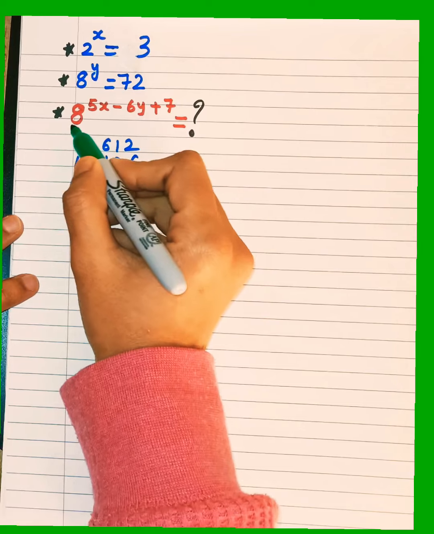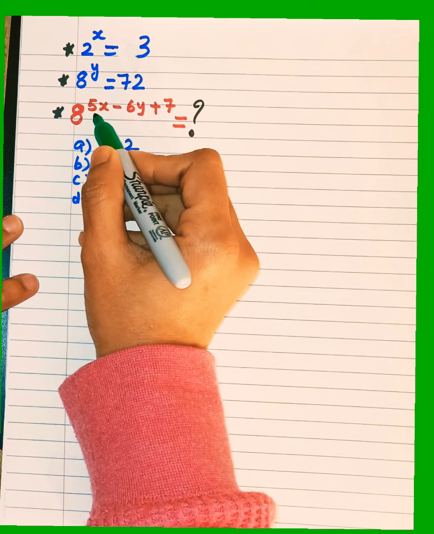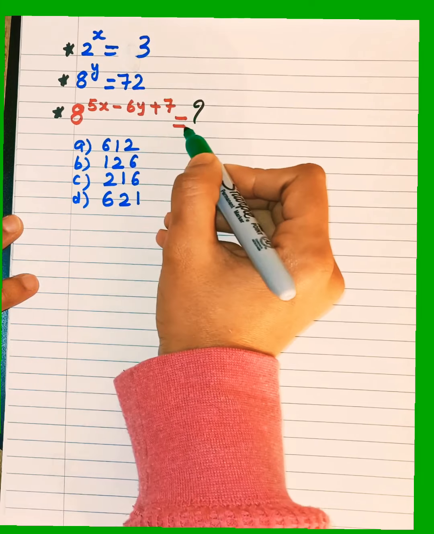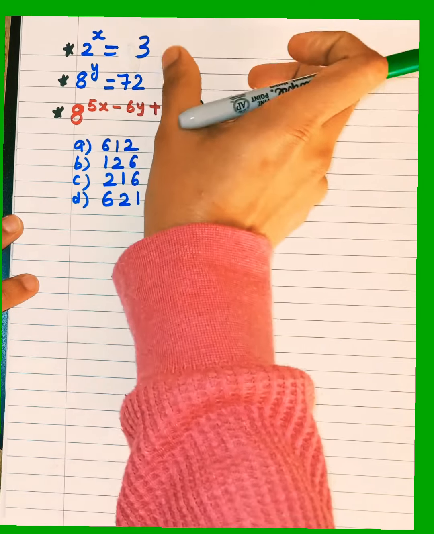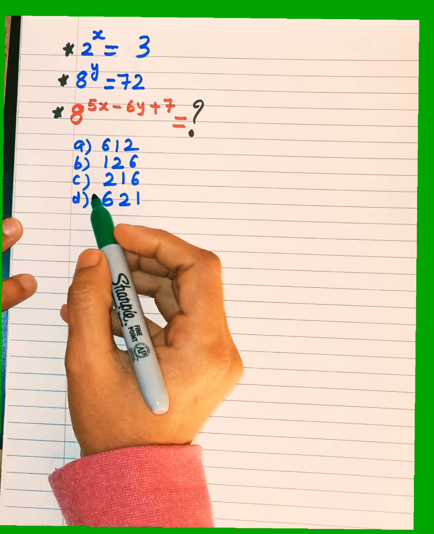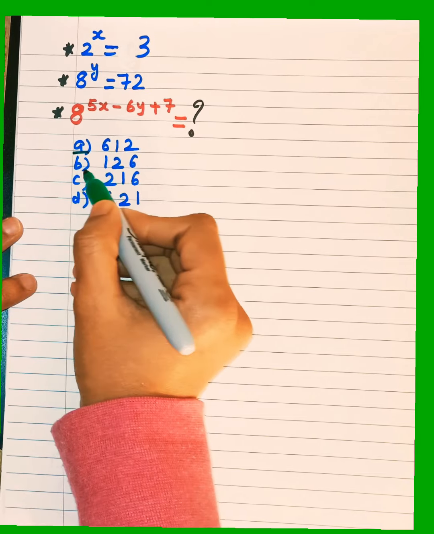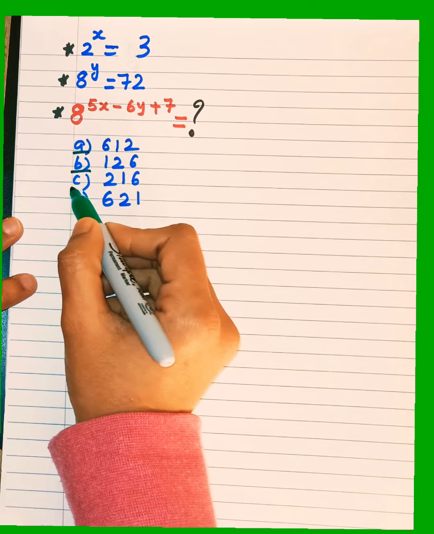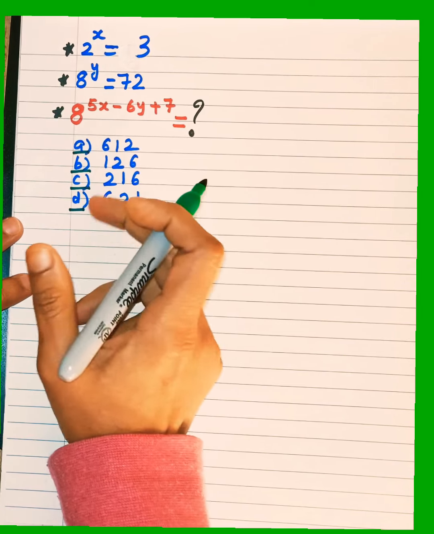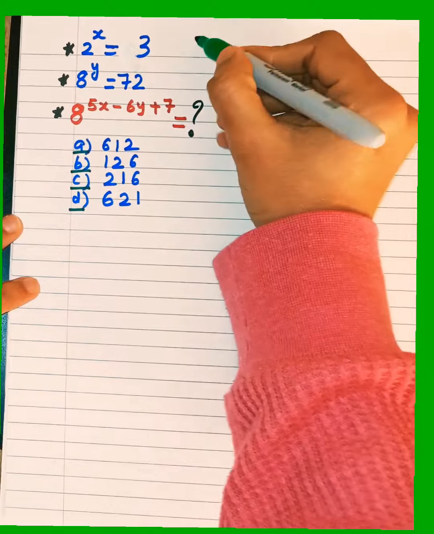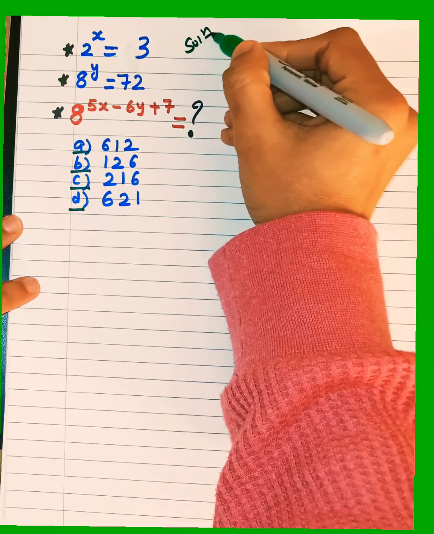The expression is 8 raised to 5x minus 6y plus 7 equals question mark. So how will we find the value of this with the help of these two equations? The options given to us are 612, 126, 216 and 621. So these are the four options. Let's see how we will solve this type of question.